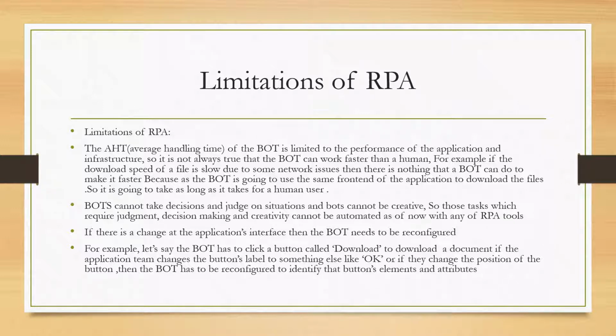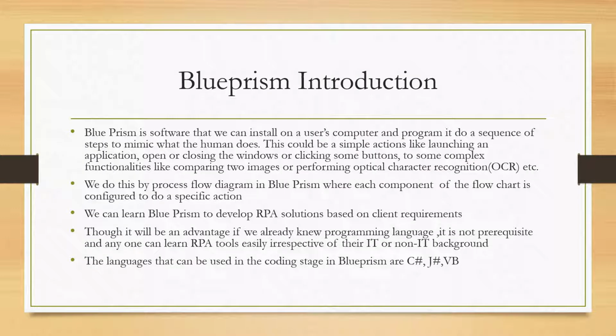So this is the example. And what exactly is Blue Prism? It's software that can be installed on a human's computer. It will do a sequence of steps, mimicking what a human does. This could be simple actions like launching applications, opening windows, clicking on buttons, or some complex operations like the OCR concept. We make the process with the help of a business flow diagram. The flowchart is configured to do a specific action.